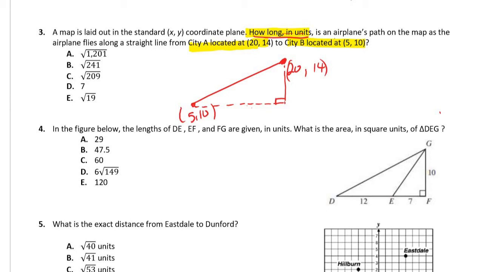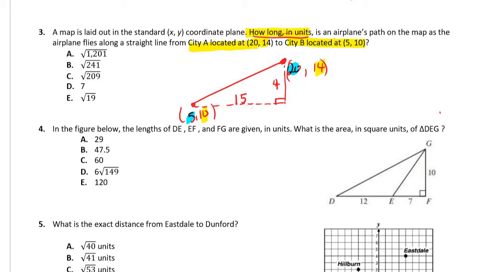Because look, I have 20 over here for x. The change in x is 20 and 5, so it will be 15 right here. This place is 15 units long. If you look at the change in the y value from 10 to 14, that tells me this place is 4 units long. That way I can do the Pythagorean theorem now.